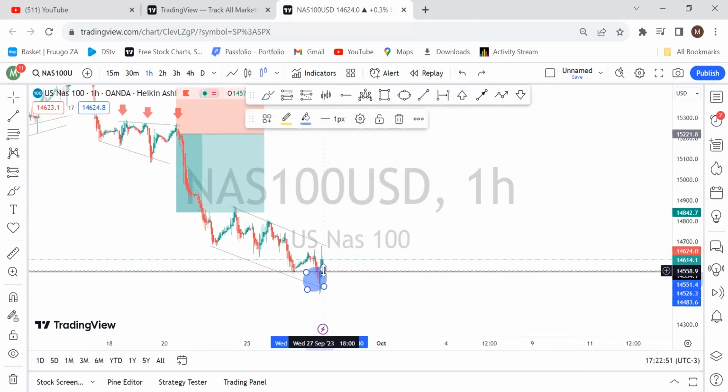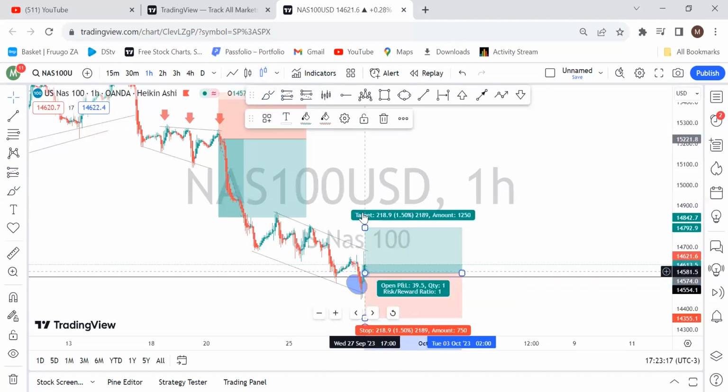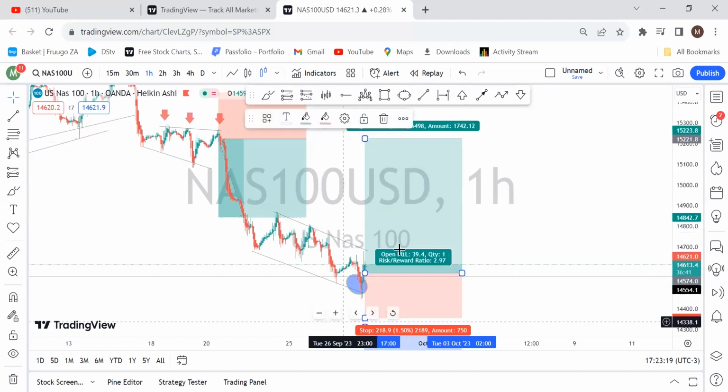So what you need to do is, since we already have 3 touches at our support, this being our first, this being our second, and this shaded area being our third touch, which gives us the highest probability. So if you are a risk trader, you could basically enter right now and scale up to the upside, right?